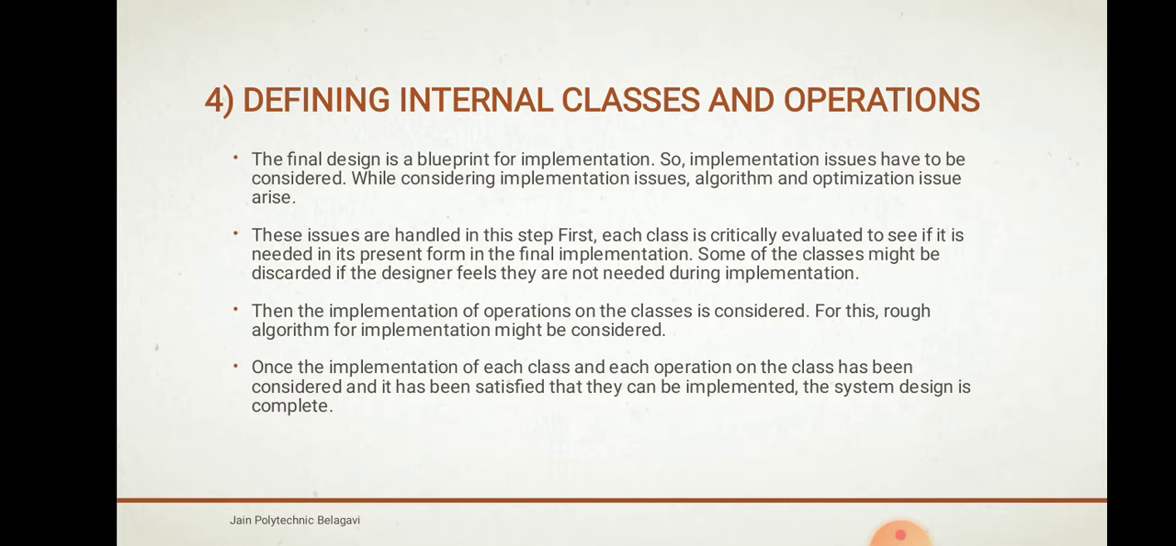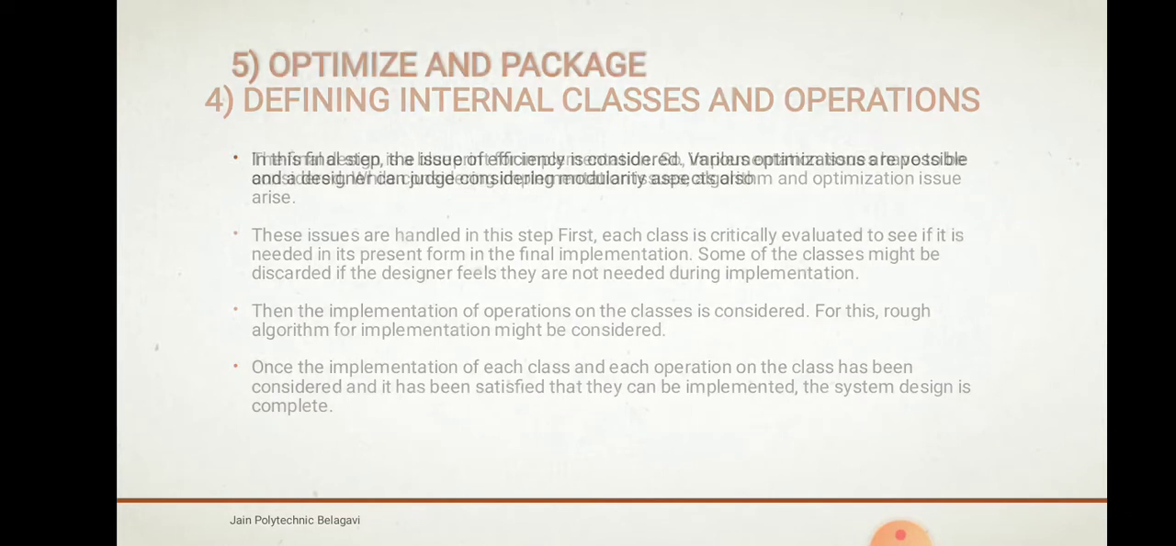First, each class is critically evaluated to see if it is needed in its present form. Some of the classes might be discarded if the designer feels that they are not needed during implementation. Then the implementation of operations on the class will be considered. Once the implementation of each class and each operation of the class has been considered and satisfied, they can be implemented. The system design will be complete.